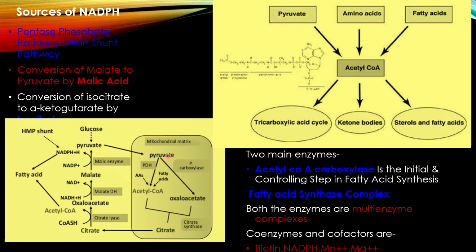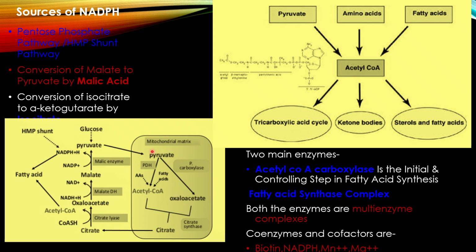We will see here pyruvate to acetyl coenzyme A within the mitochondria. The PDH complex is meant to convert pyruvate to acetyl coenzyme A. Besides that, fatty acids are another source via beta oxidation, generating a huge number of acetyl coenzyme A. Then amino acids can also be converted into acetyl coenzyme A via transamination and deamination reactions. These are the sources for generation of acetyl coenzyme A.